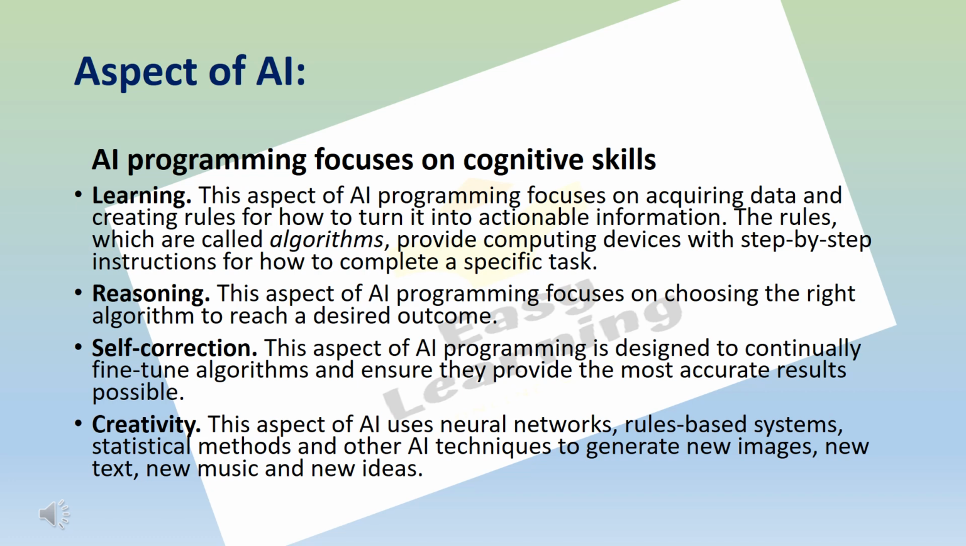वो क्या कर रहा है, कंप्यूटर को स्टेप बाय स्टेप इंस्ट्रक्ट कर रहा है, उसको जो भी टास्क दिया जा रहा है उसको स्टेप बाय स्टेप इंस्ट्रक्ट किया जा रहा है टू कंप्लीट द स्पेसिफिक टास्क. देन वी हैव रीजनिंग. दिस एस्पेक्ट ऑफ एआई प्रोग्रामिंग फोकसेस ऑन चूजिंग द राइट एल्गोरिथम टू रीच अ डिजायर्ड आउटकम.